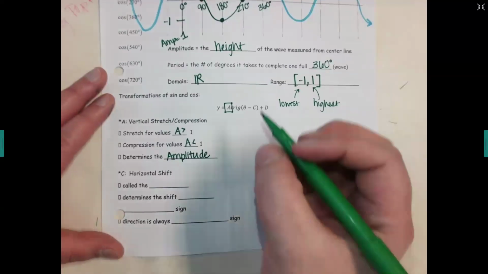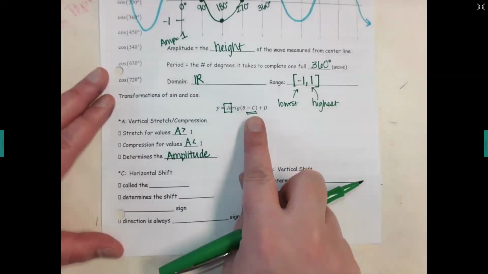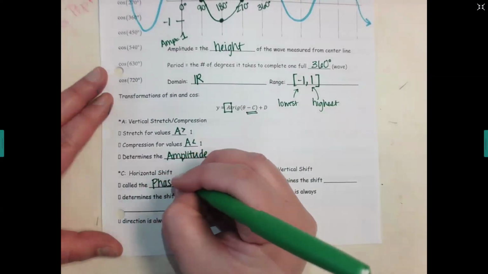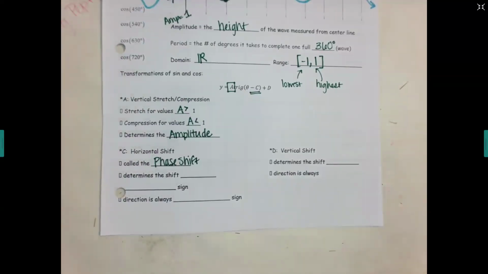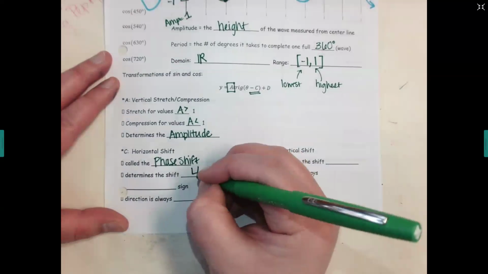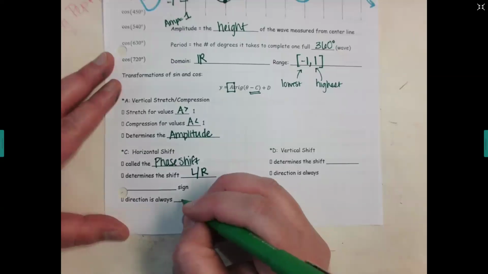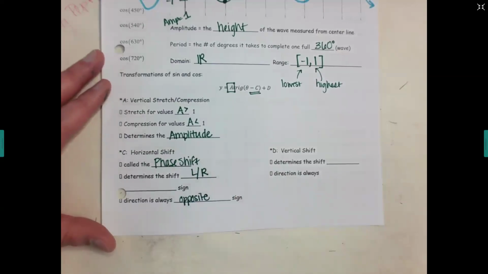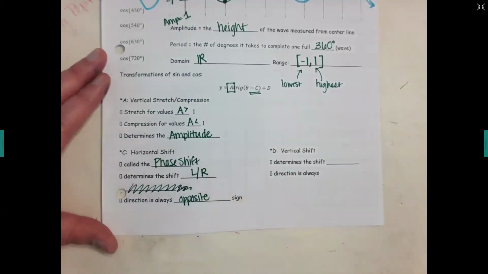The next number is going to be the number in parentheses with the theta. In this case, they use a C for that. And that's your horizontal shift. Specifically for trig, it's also called a phase shift. But think about your phase shift as just left or right. Then your direction is always going to be the opposite side. And then I actually don't know what goes in this blank, so just ignore that.